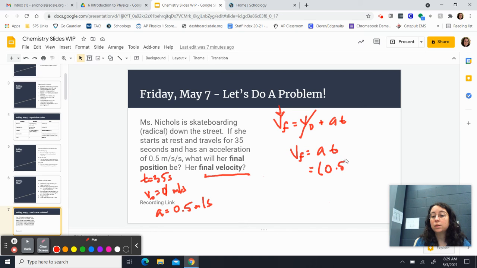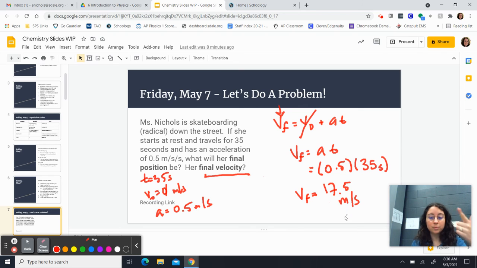So acceleration is 0.5, and then the time is 35 seconds. Remember, your time always has to be in seconds. It can't be in minutes or hours or anything. If you're going to calculate anything, get your units to work. It has to be in seconds. That means my final velocity is going to be 17.5 meters per second. And that's it.